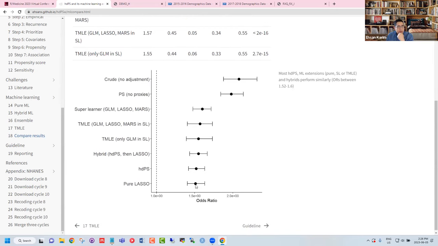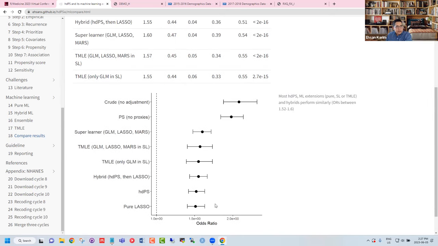And you can see I'm using the pure lasso method, the machine learning method, and I'm getting a very similar estimate. When I'm using the hybrid method, that means that I have first used the Bross formula to select 100 covariates and then ran a lasso method to further subselect the useful proxy information. That also gave me a very close estimate. I've used the TMLE method with only logistic regression as the only learner, as well as three different learners in the super learner, and they also gave me very similar estimates. I also ran the super learner, which gave me slightly off but different estimates.